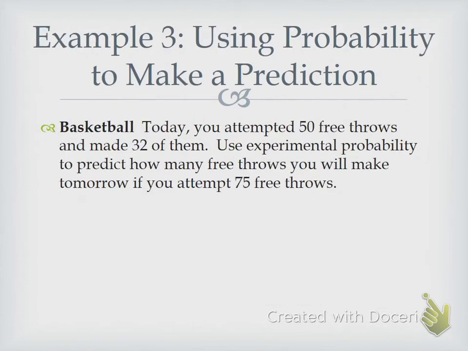So let's look at example 3. I'm going to use the probability to make a prediction. Today I attempted 50 free throws and made 32 of them. Use experimental probability to predict how many I will make if I attempt 75 free throws tomorrow. So the first thing I need to do is find that decimal value of the probability of my free throws today. Okay? So go ahead and find that value.